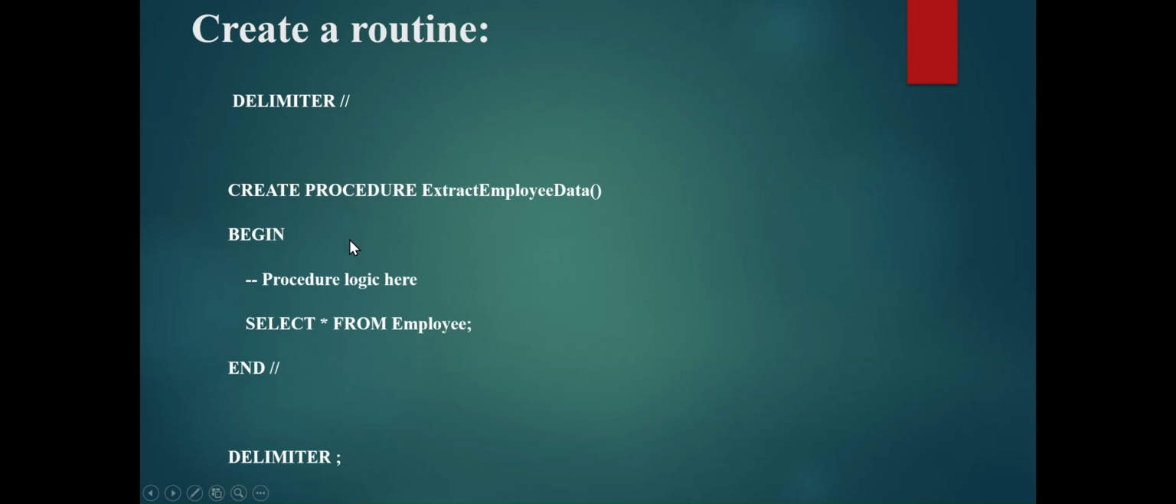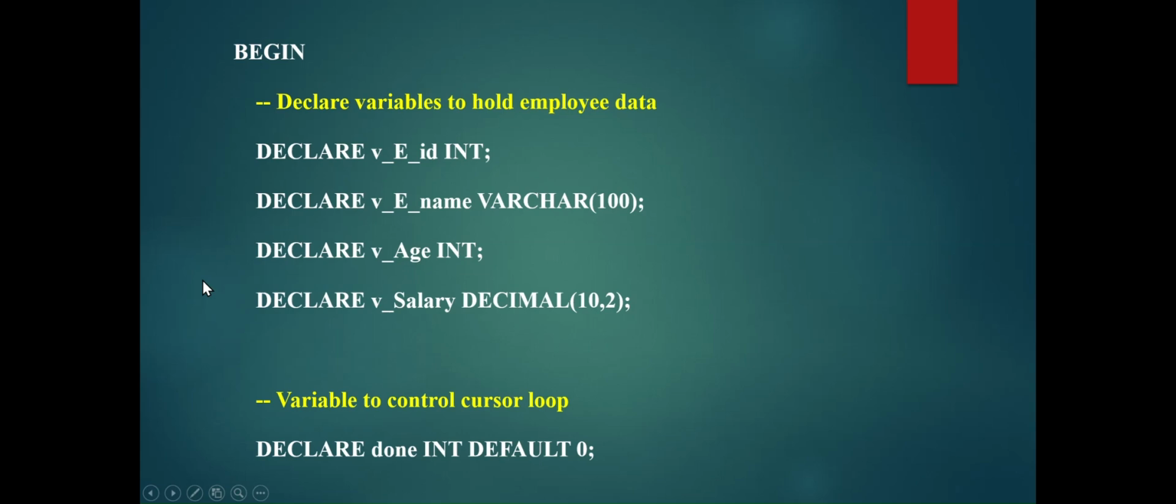Here we create a routine called extract employee data according to the syntax. After executing this query, the routine will be created and enabled. This is the procedure logic. Logic starts with begin. As we saw in the life cycle of the cursor, the first step is to declare, so we declare the variables: employee ID, name, age, salary.